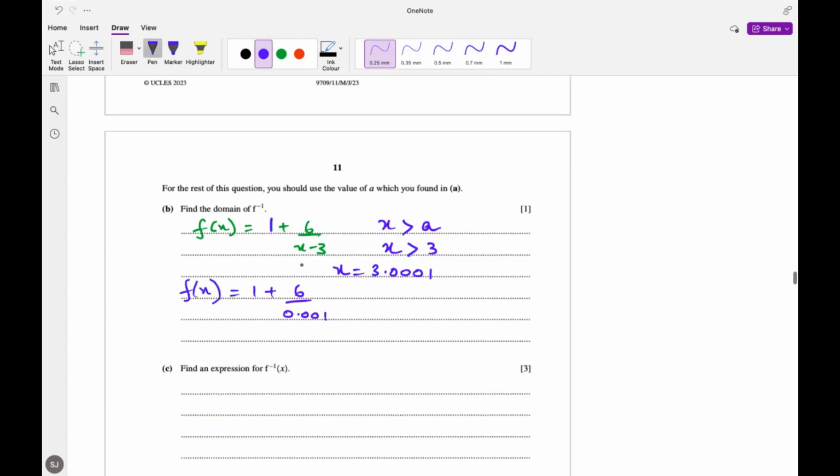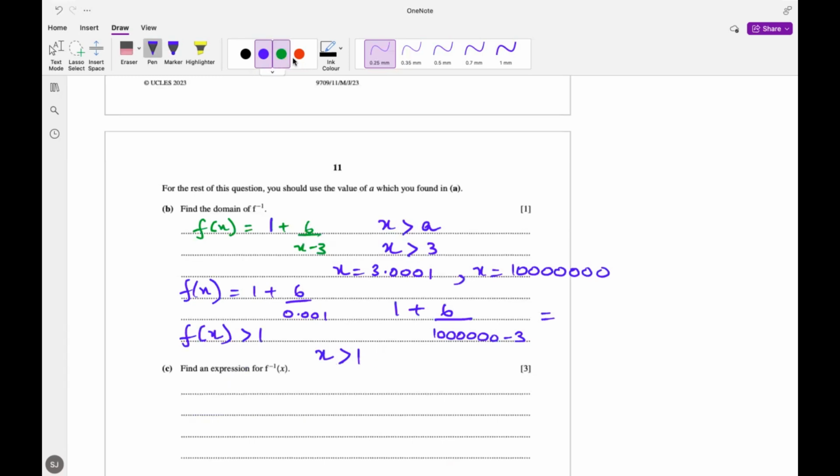And even if we take a very large value in place of x, let's say I take a value of x as 100,000 or whatever I want to take, 1 plus 6 upon this value minus 3, it will be near 0, but it will always be greater than 1. So the range of f of x will be greater than 1, which means that the domain of f inverse will also be greater than 1.